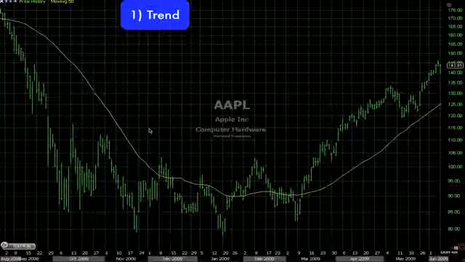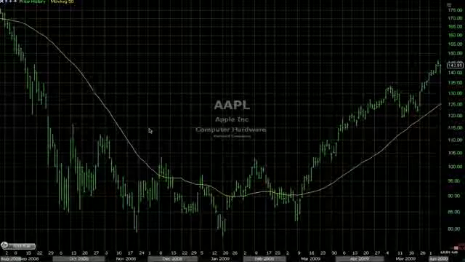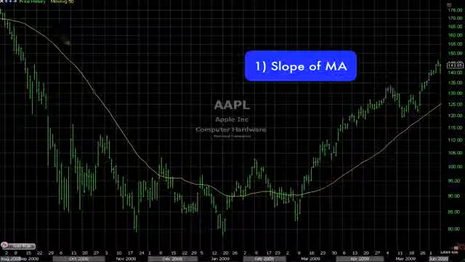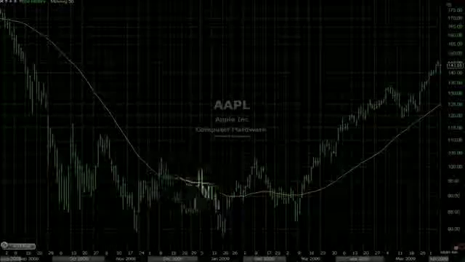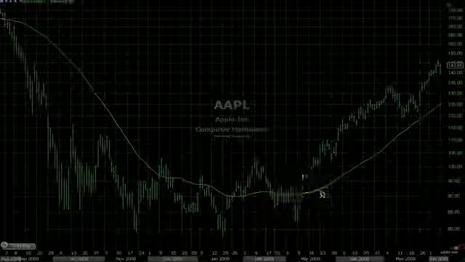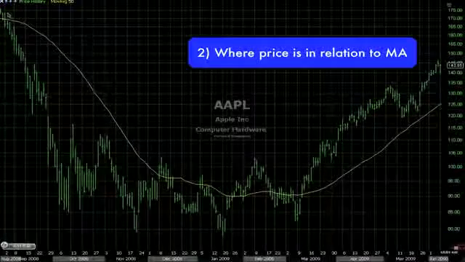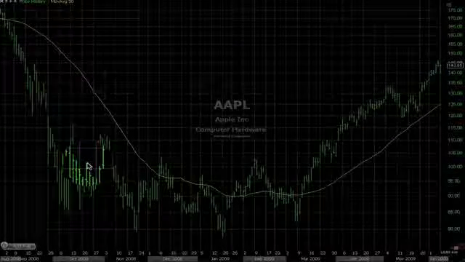MAs are a great tool for helping you determine the trend of a stock or future or whatever other instrument you want to trade. First, you can say that the slope of the MA determines your trend. So when the slope of the MA is down, you got a downtrend. When it's sideways, you got a sideways market, and when it's upsloping, you got an uptrend. Second, you can also say that if the price is underneath the MA, you got a downtrend.